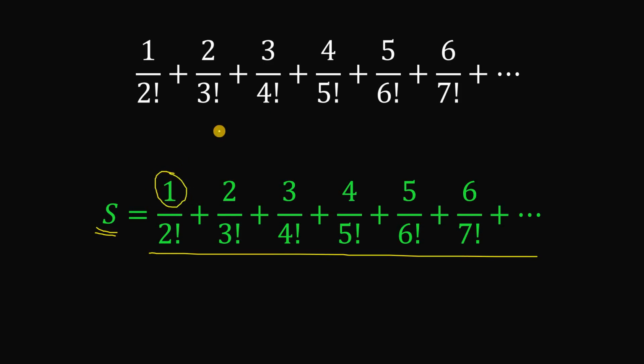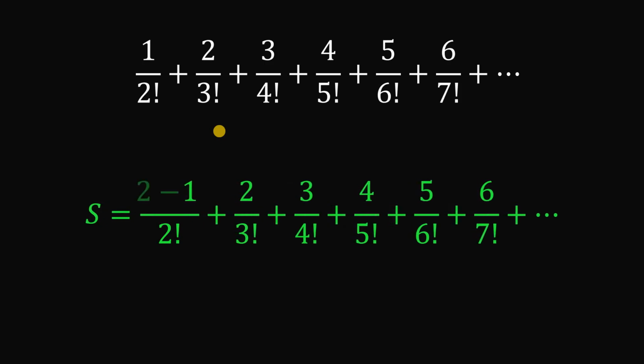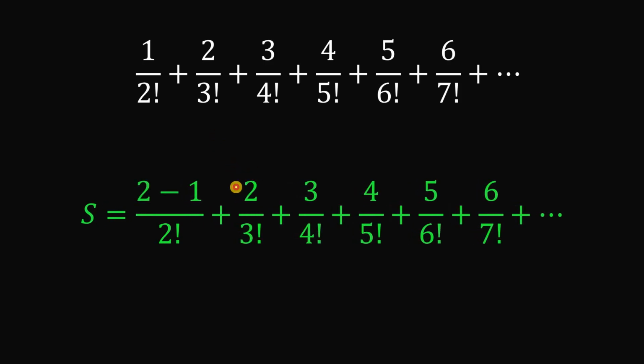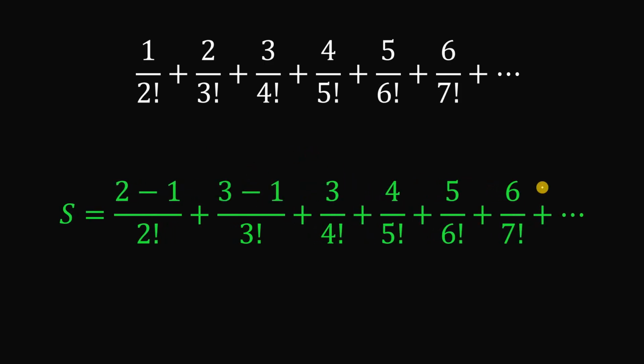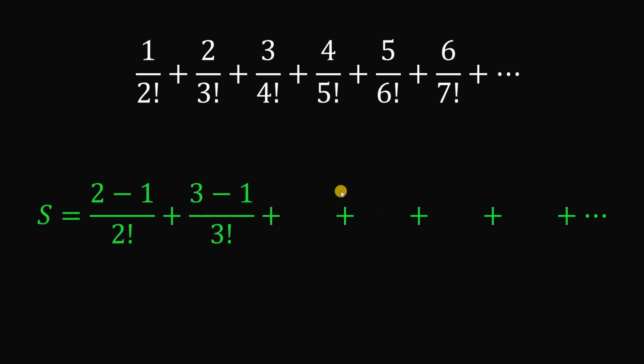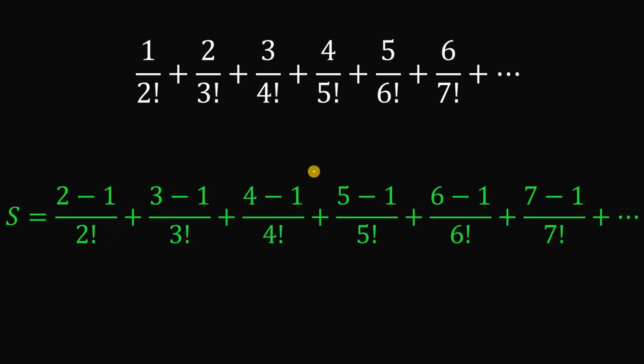Alright, now let's focus on this one. We can rewrite this 1 as 2 minus 1. And this 2 is just 3 minus 1. The 3, 4, 5, and 6 we can rewrite as 4 minus 1, 5 minus 1, 6 minus 1, and 7 minus 1, which give 3, 4, 5, 6.